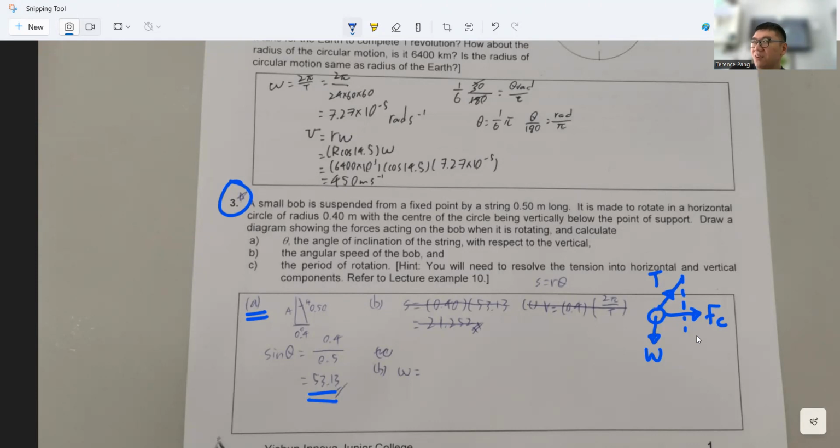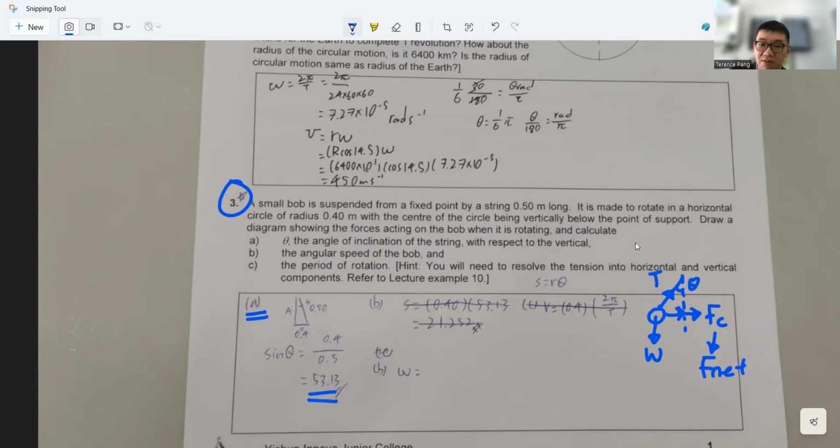Why is it wrong? It has to be a double arrow. Why is it a double arrow? Because it's the resultant force. Centripetal force is not a real force. It's a resultant force. Now, where's the angle? The angle is over here. So you're going to put T and then theta here. Then you're going to come out with your equations, right?